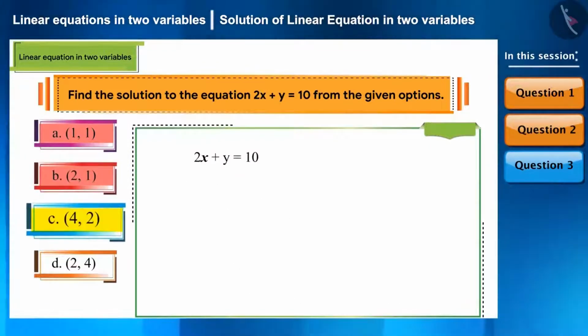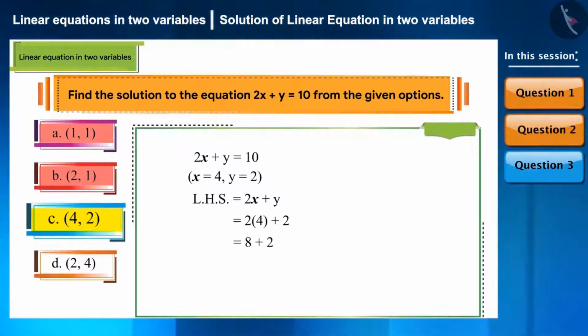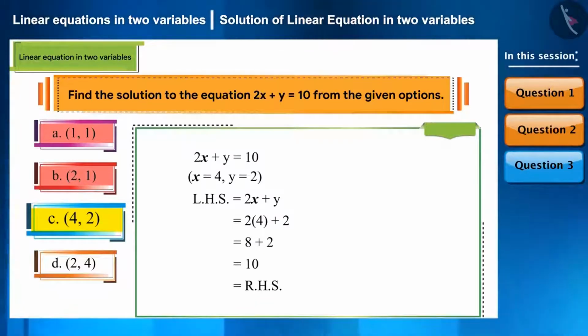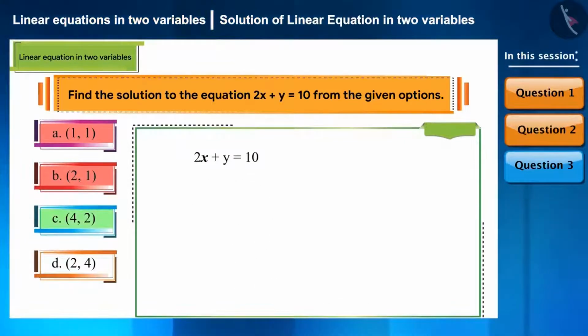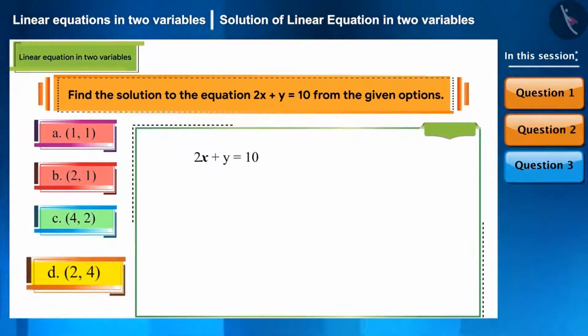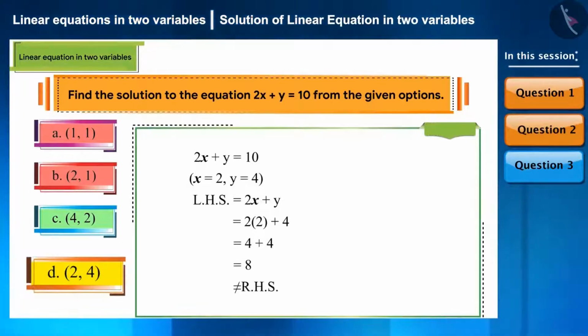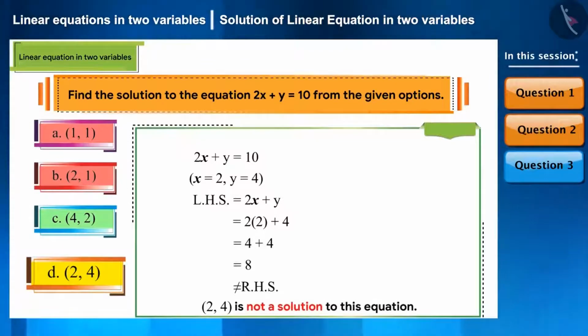Now, let's take the third option. In option (4, 2), the value of x is 4 and of y is 2. Now, let's see by substituting this in the equation. On doing so, the RHS of the equation is equal to the LHS. Therefore, this option is a solution to this equation. Let's see the last option, (2, 4). Let's substitute this in the equation. Here we get 8. Therefore, this is not a solution to this equation.